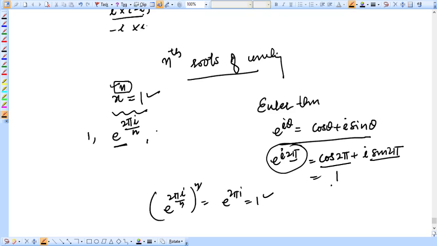Again, next, e^(4πi/n) is also a root of this equation, because the power would be 4π i, and this is again 1. So this would go up to e^((n-1)2πi/n). So these are the n roots of the given equation.